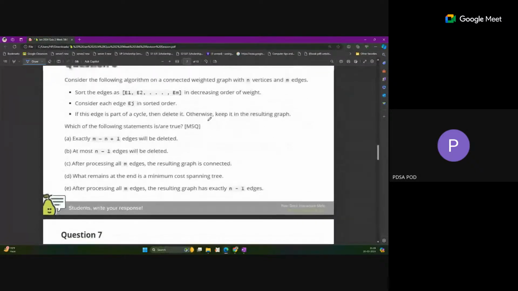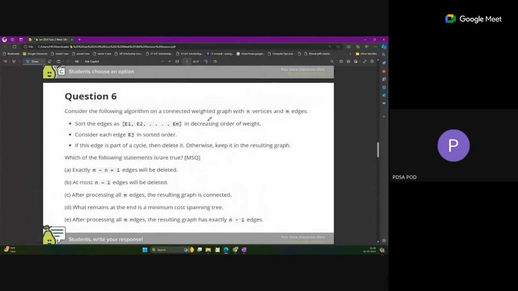So next is also related to Kruskal's algorithm. Just read this statement. Consider the following algorithm on a connected weighted graph with n vertices and m edges. These are the steps. Sort the edges E1, E2, E3 in decreasing order of their weights. Now we consider each edge in sorted order. Suppose we get the weights 5, 4, 3, 2, 1, which is decreasing. Now we pick the edge with the highest weight first, from left to right.